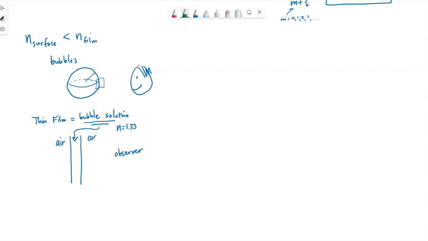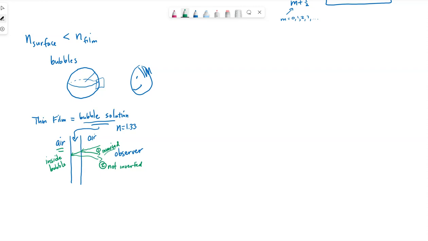We are seeing light that comes in. Some of it reflects off the surface. This first reflection, this wave, is inverted because it is in air reflecting off of that thin film. The light that transmits through is now in the bubble solution and it reflects off. It is in a higher index of refraction, reflecting off of a lower index of refraction. This one is not inverted.